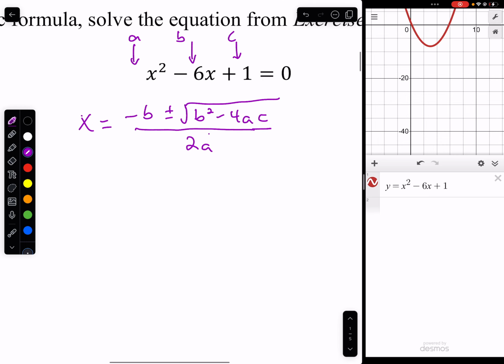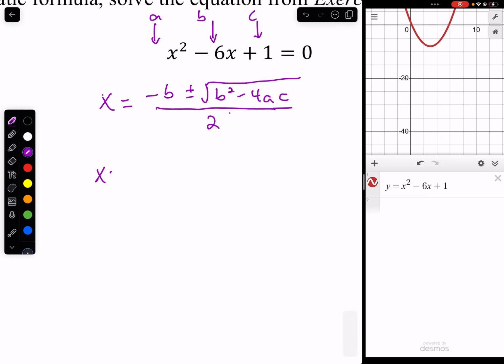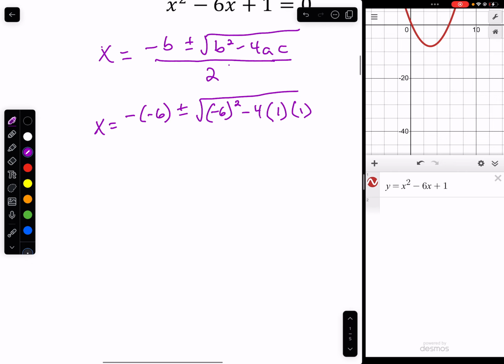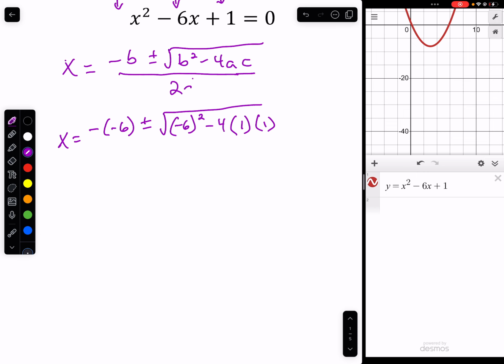All right, so I'm going to zoom in here. So our x is negative b, so b was negative 6, so I'm going to put it in parentheses. That's negative b plus or minus the square root of b squared, so negative 6 squared. Whenever you square a negative, you better put it in parentheses. Minus 4 times a, which is 1, and c, which is 1. Remember, I pulled those out over here. All over 2 times a, which is 1.